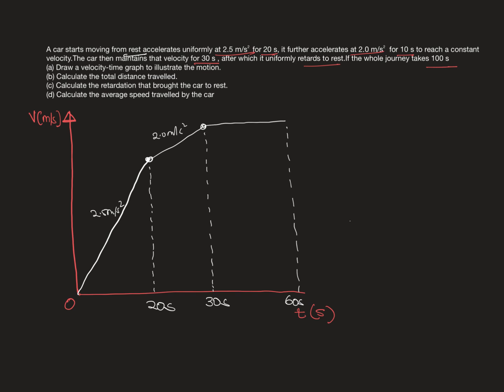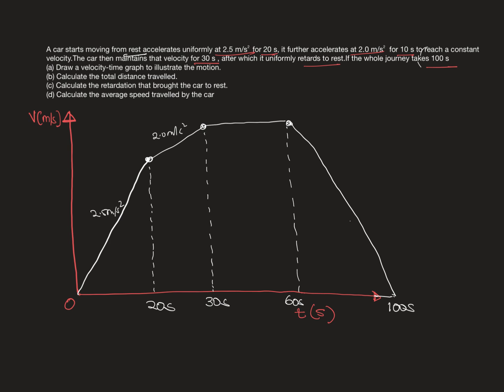It uniformly retards to rest. Okay, the car uniformly retards to rest. From the question, the whole journey takes 100 seconds, which means we're going to have 100 seconds here.